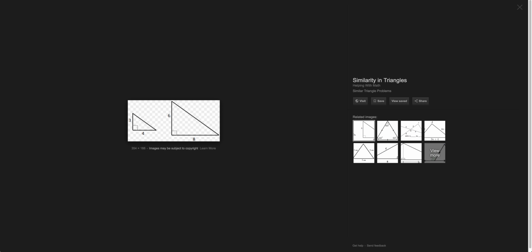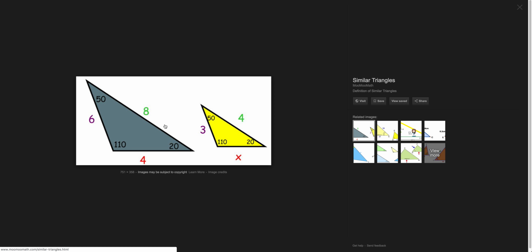Let's do a couple more. This is kind of like the one we saw earlier. 3 over 4 is the same as 6 over 8. And then finally, here's one. Maybe we could check that 8 over 6 is the same as 4 over 3. And x over 4 should be the same as 3 over 6. Right, so we get all of these relationships in our triangles.